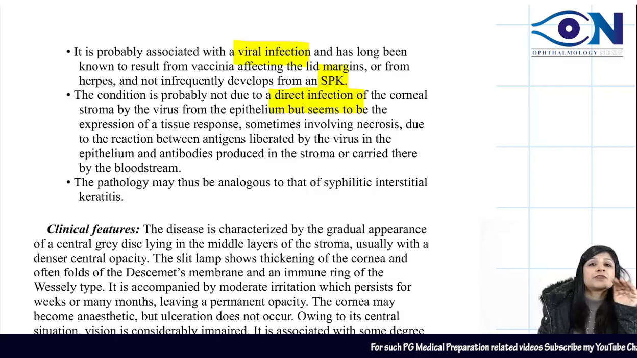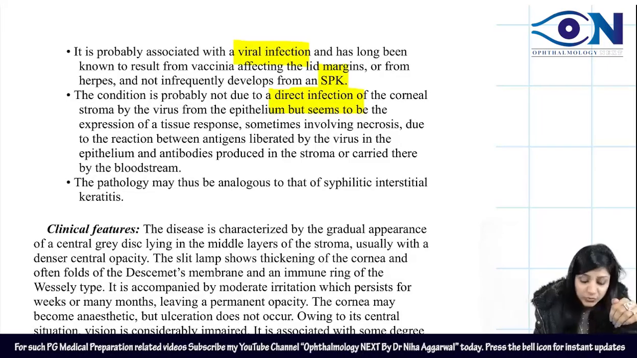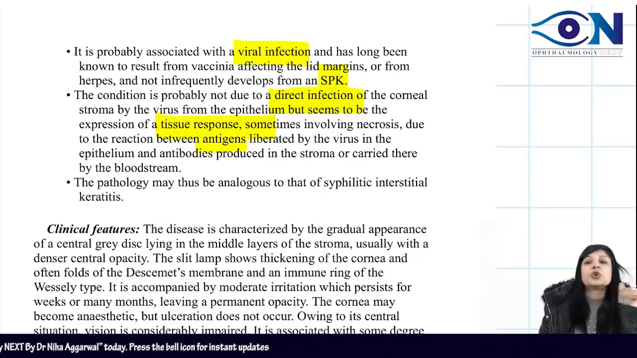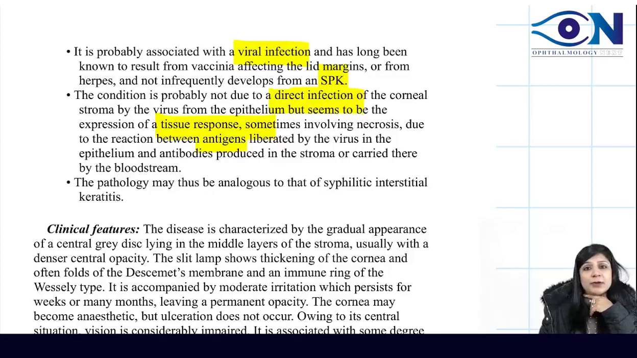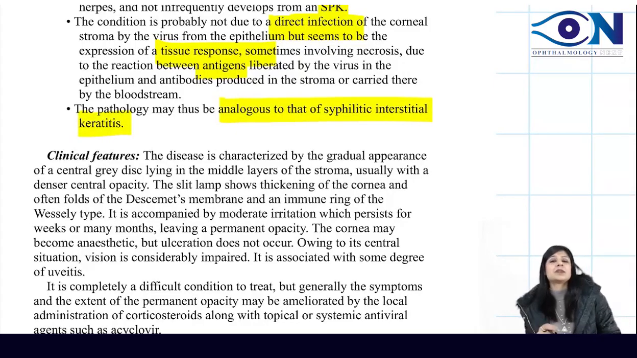Direct infection of the stroma. It is coming from the epithelium, then it goes to the Bowman's membrane, and then it goes to the stroma, or it can be a tissue response also. So tissue response is more common, but it can be a direct infiltration also. The pathology may thus be analogous to the syphilitic interstitial keratitis. So it's very, very similar to that.